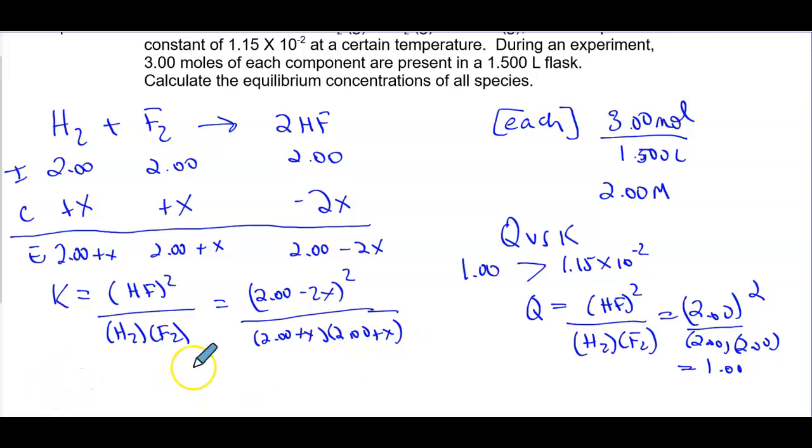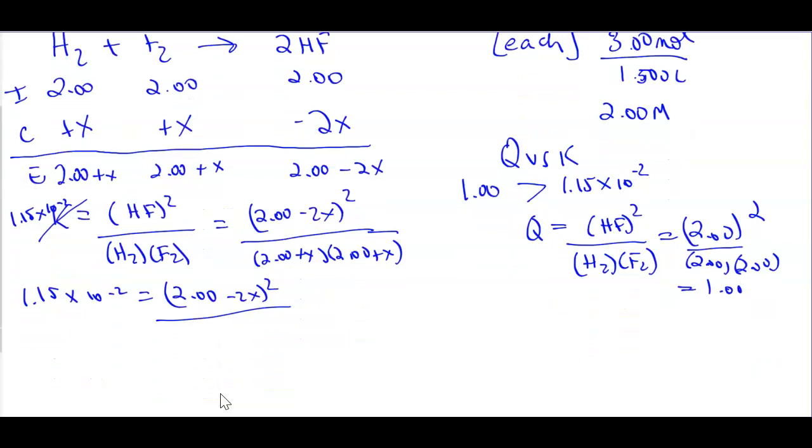So hopefully what you've noticed is that I didn't put this in here before, but we already know the value of K here from the word problem. This was 1.15 times 10 to the negative second. So 1.15 times 10 to the negative second equals (2.00 minus 2x) squared over 2.00 minus x time, and those two are going to actually better said than that.